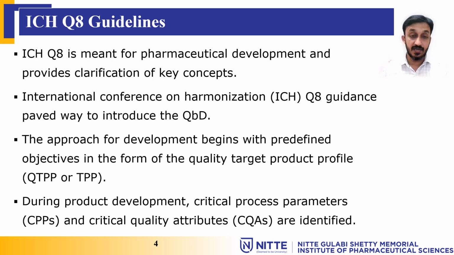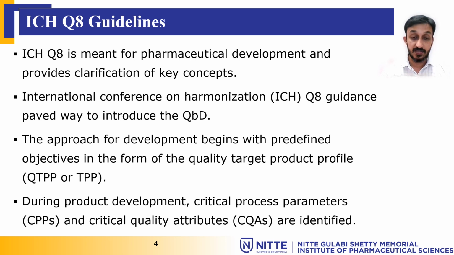ICH Q8 guidelines. We will be learning about these guidelines in detail in the chapter of ICH guidelines, but as a brief, ICH Q8 is meant for pharmaceutical development and provide clarification of key concepts. ICH guidelines paved way to introduce QbD. So the QbD is introduced first by ICH in its Q8 guidelines. And the approach for development begins with predefined objectives in the form of quality target product profiling. We will be looking into that sooner.